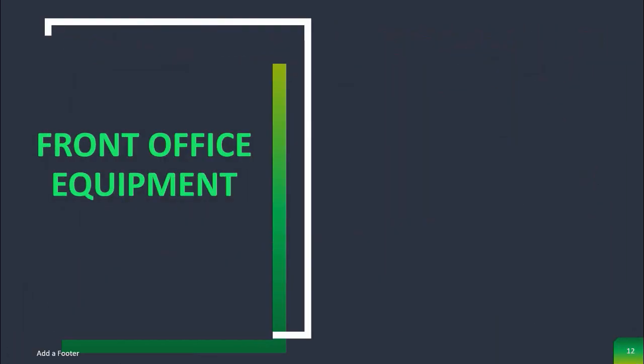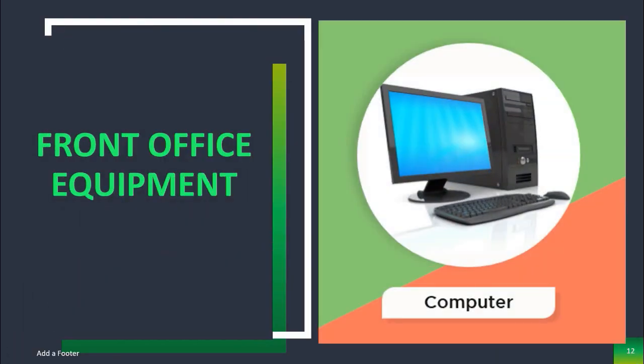Let us have the front office equipment. The first one is the computer. Okay, computer is used for the digital monitoring of accounts and profiling of the guests. It is used to produce, save, and store a range of internal and external documents.